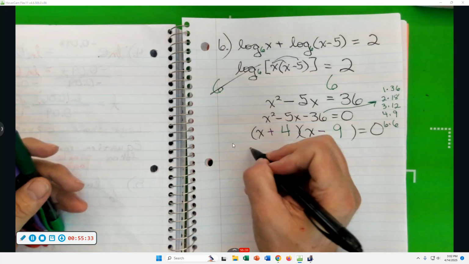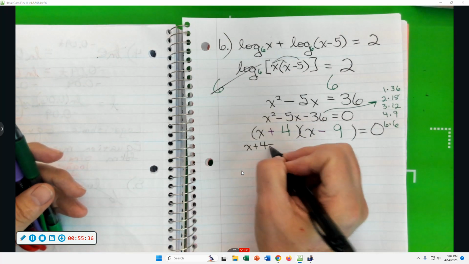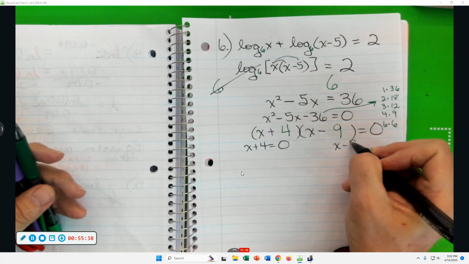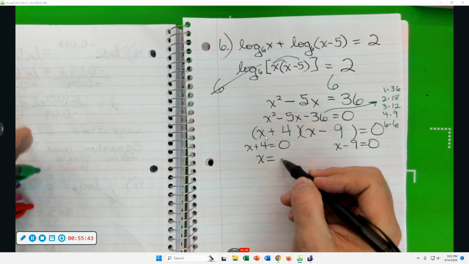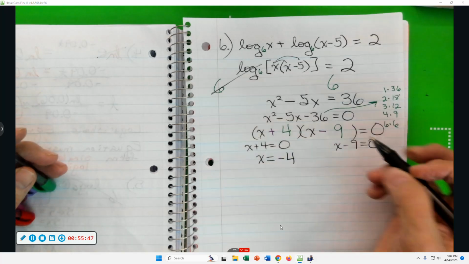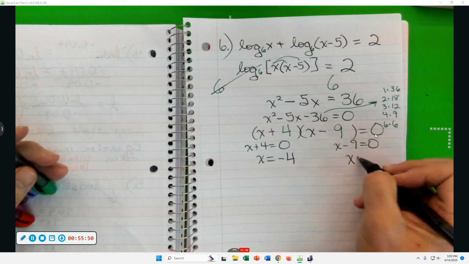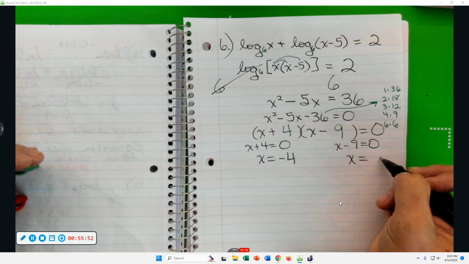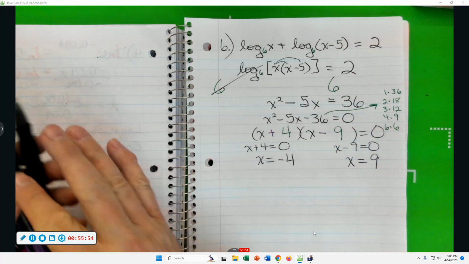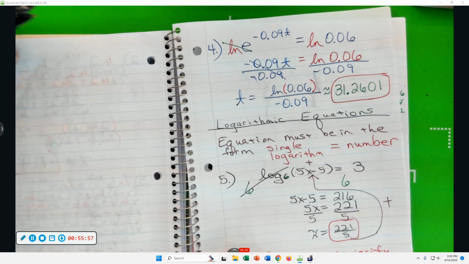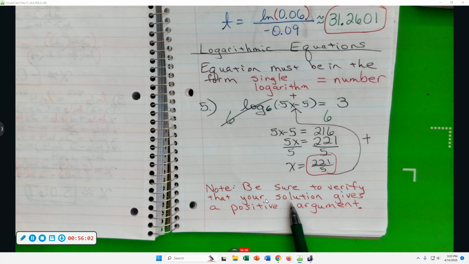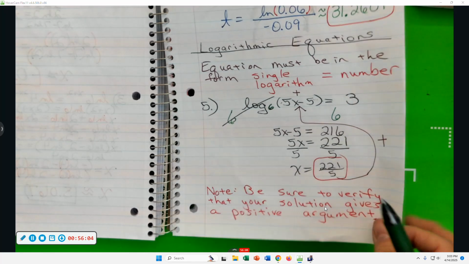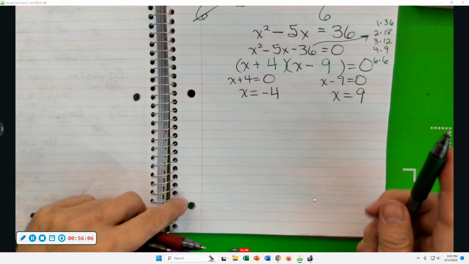Set each factor equal to 0 to give us x equals -4, or x equals +9. Do not forget, you have to verify that your solution gives a positive argument. Gives only positive arguments, okay?